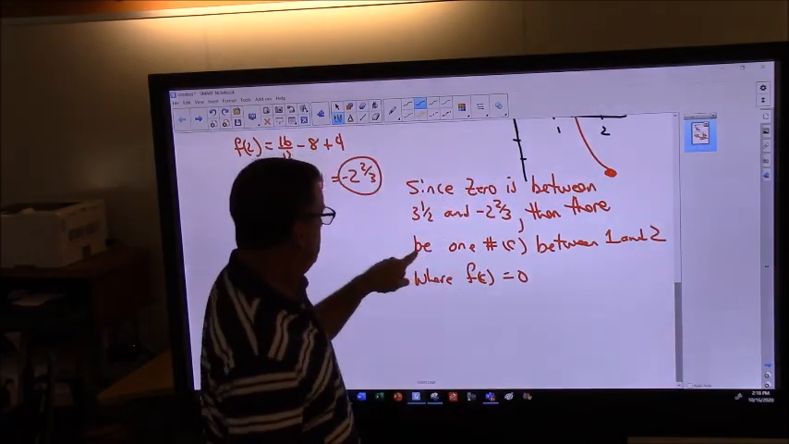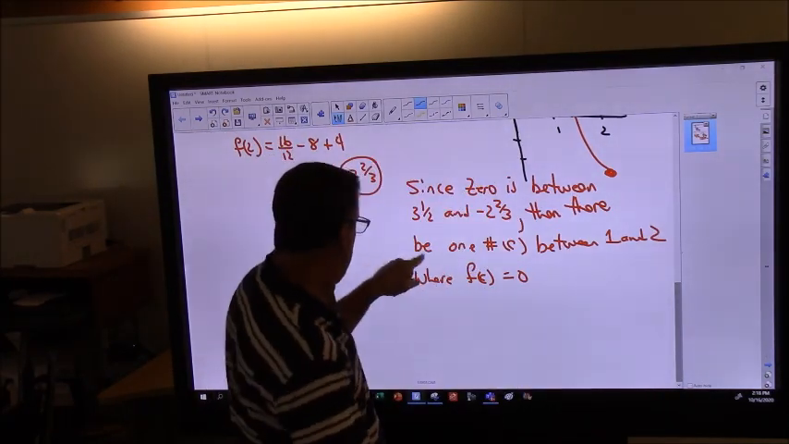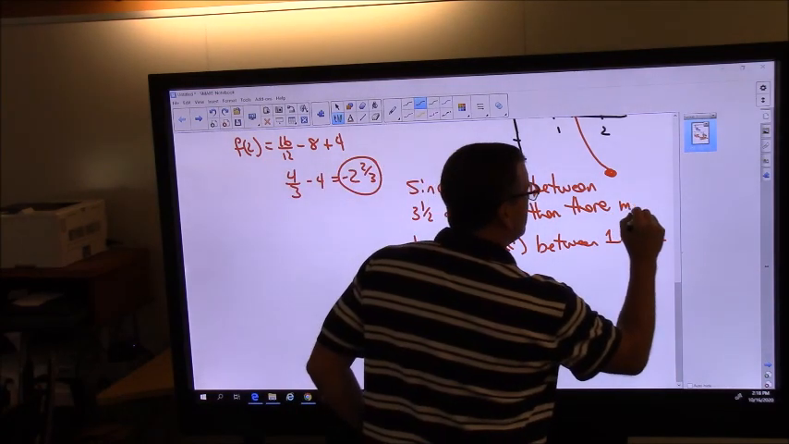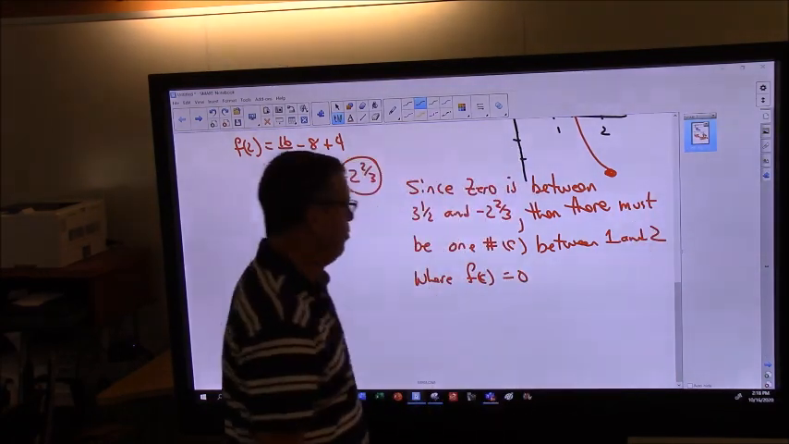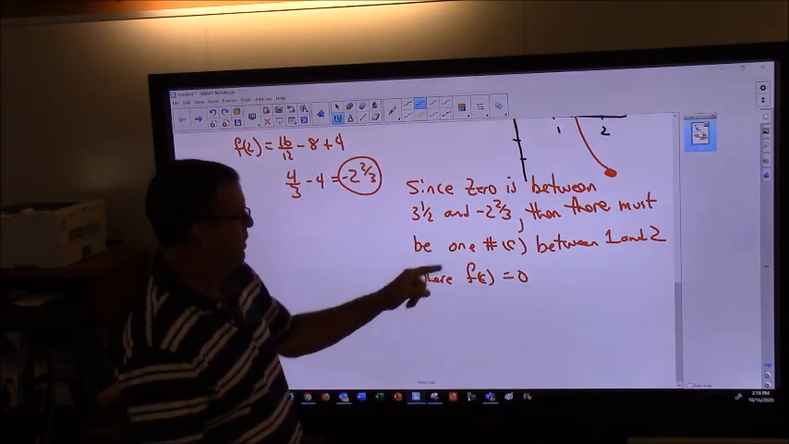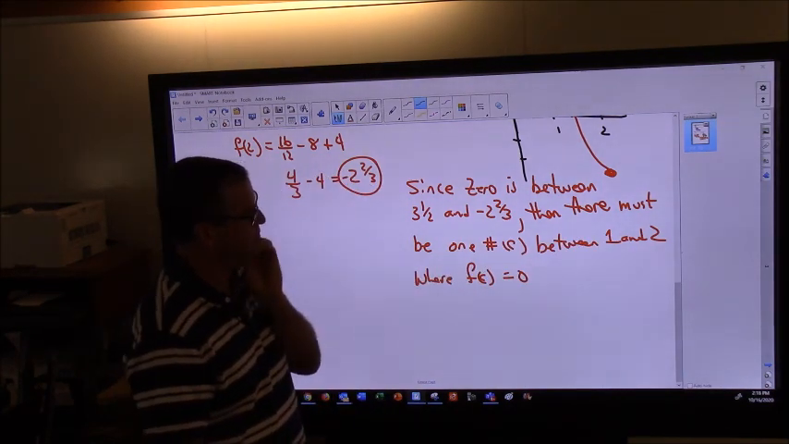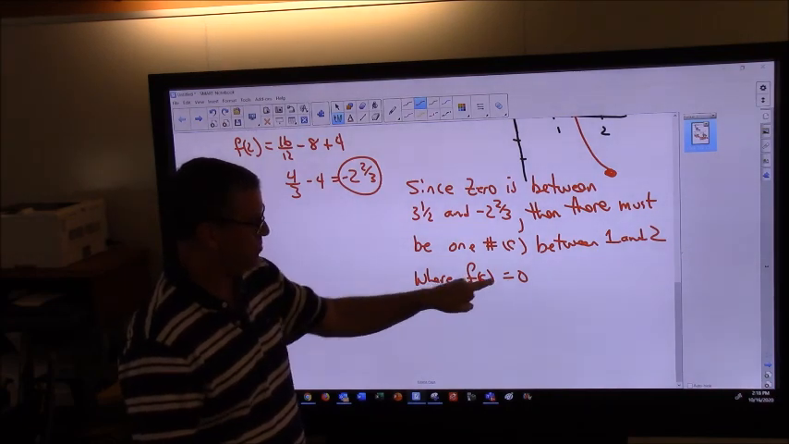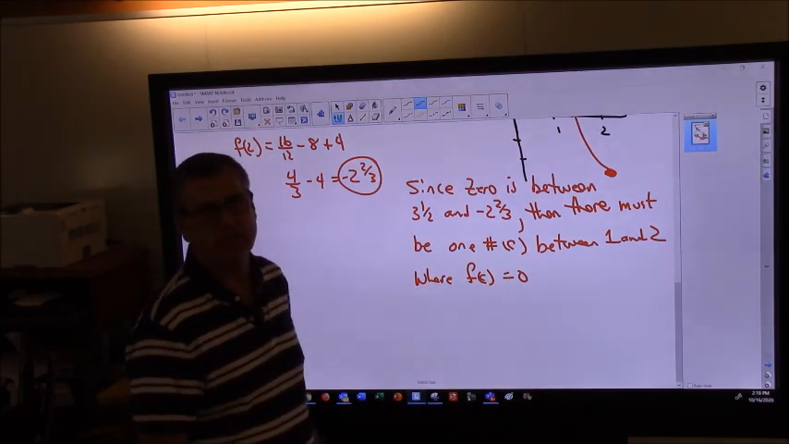Okay, then there must be one number c between 1 and 2 where f of c equals 0. And when I say f of c equals 0, I'm just saying where you cross the x-axis. It's got to happen.